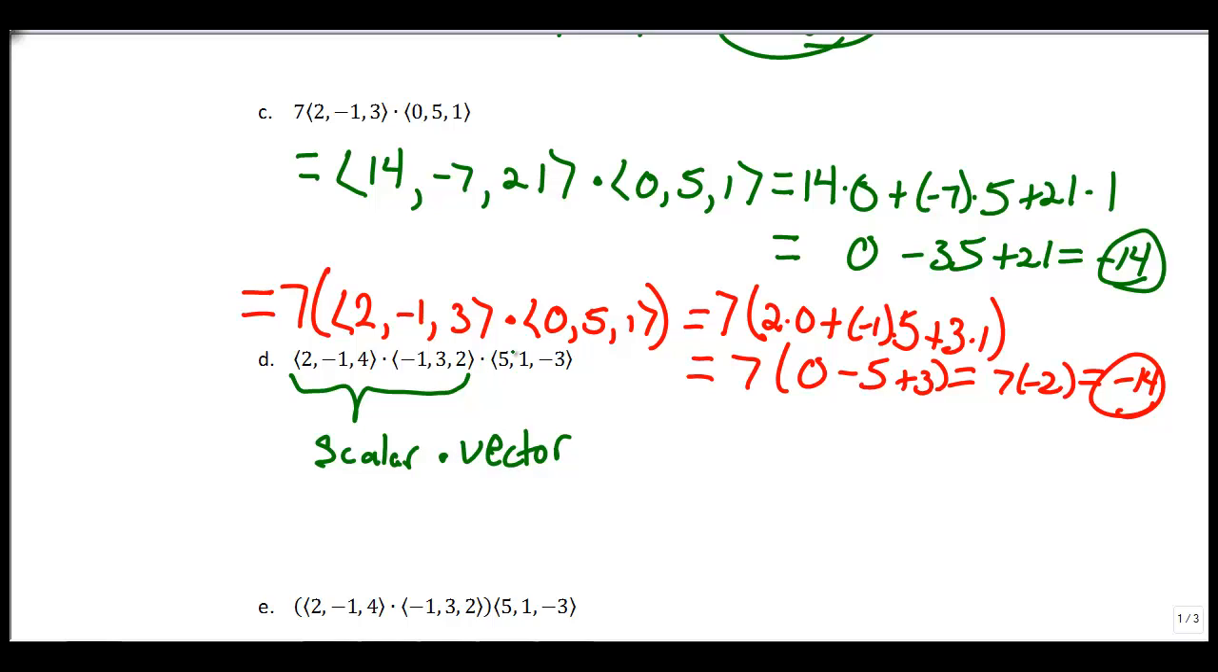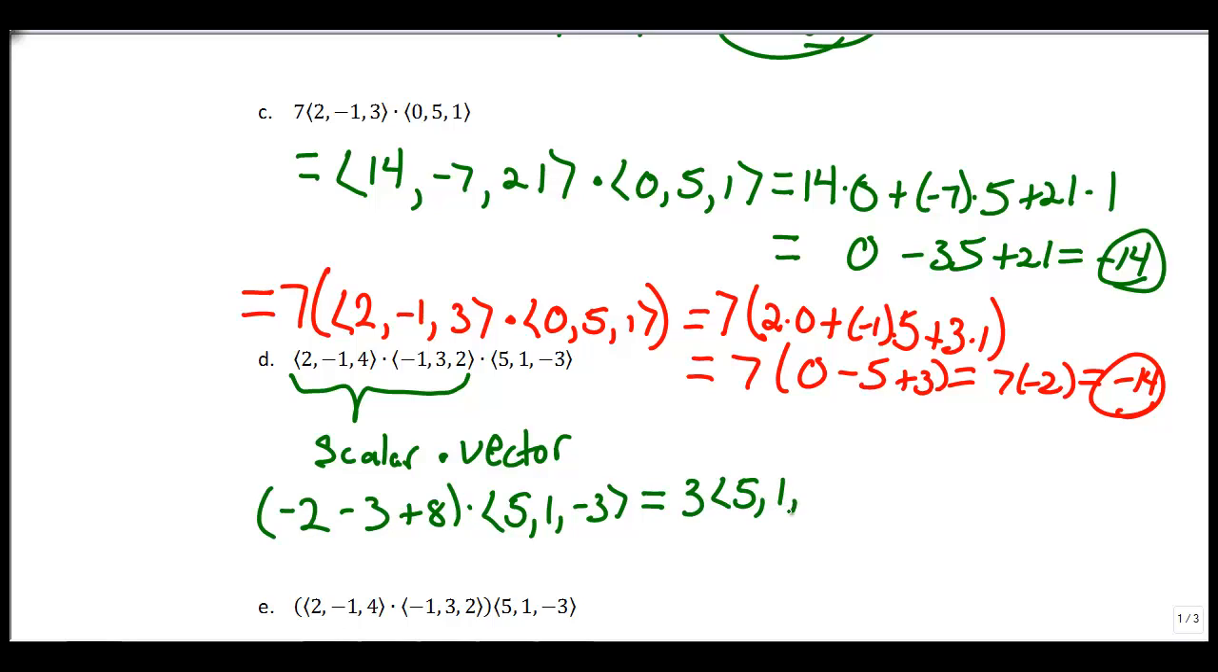Let's just work this out here. The first dot product is 2 times -1 is -2. -1 times 3 gives you a -3. 4 times 2 gives you a +8. And then we're multiplied by 5, 1, -3. Let's see, negative 2 minus 3 is negative 5, plus 8, that's 3, times 5, 1, negative 3. That's going to be 15, 3, negative 9. So that works out fine.